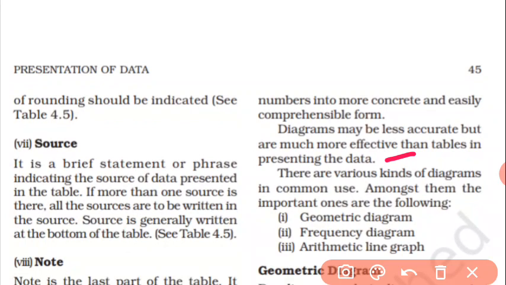One thing I want to say here, students, I am using NCERT, so you have to use the NCERT book. If you do not have NCERT, then download the PDF of the NCERT book. So there are various kinds of diagrams in common use. Amongst them, the important ones are geometric diagram, frequency diagram, and arithmetic diagram. Okay.